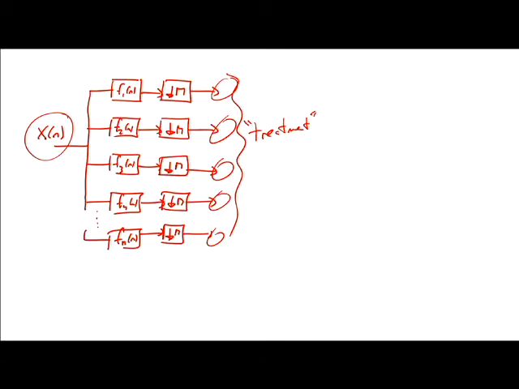We call this an analysis filter bank, or FB, because the process of decomposing a signal and breaking it up into these M distinct components to be treated or studied later, we call analysis.